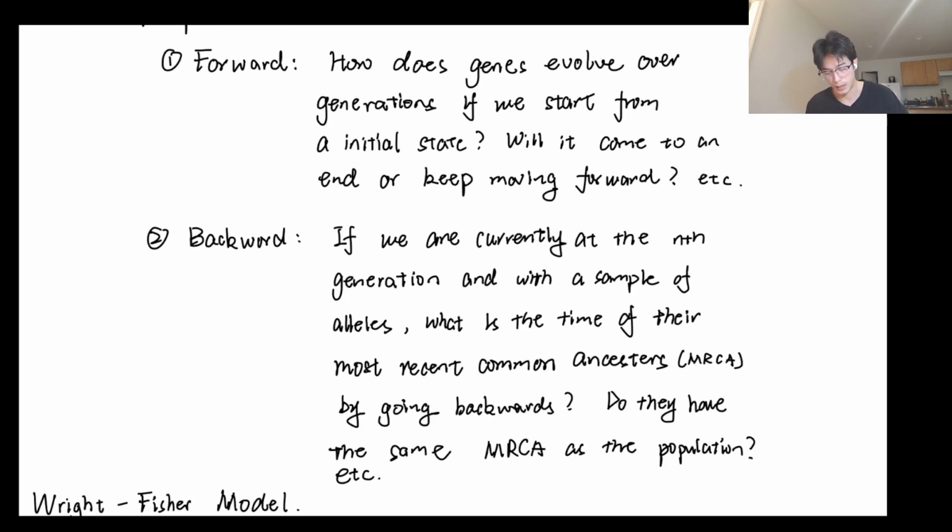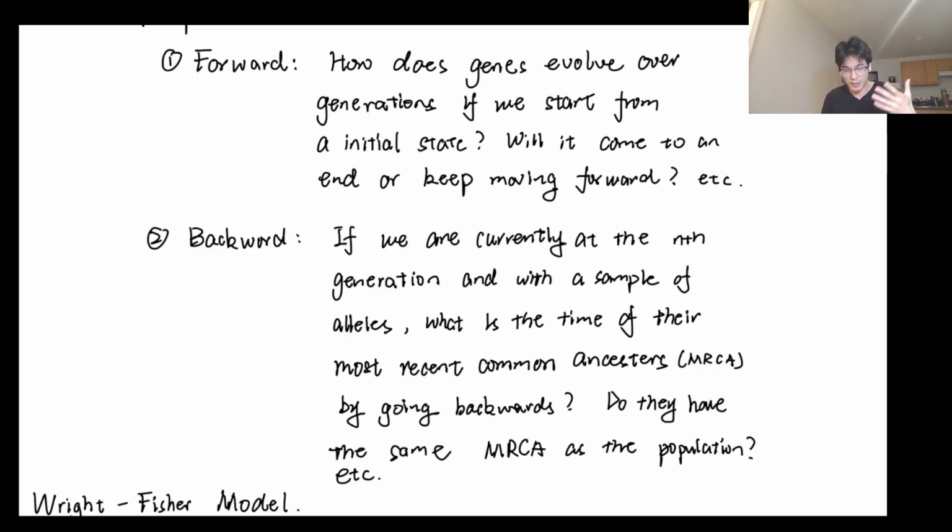The other is the backward perspective. If we're currently at the nth generation, and we're given a sample of alleles at the nth generation, what is the time of their most recent common ancestor? We will abbreviate it as MRCA later. What is the time of their MRCA? Do this sample of alleles have the same MRCA as the entire population, or are they already different? When are they different? This is a question where we work backwards.